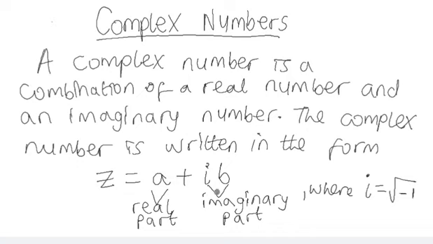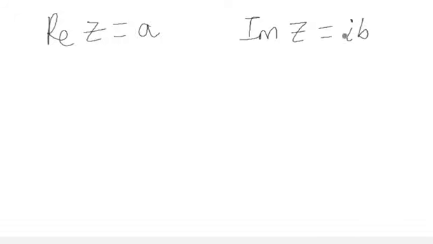This a is the real part, and the ib is the imaginary part, where i is the root of minus 1. And we know that we cannot get the square root of a negative number. So i is the root of minus 1. In some places, you can see it as i squared is equal to minus 1. Now, like I mentioned earlier, the real part of z is a, and the imaginary part of z is ib.